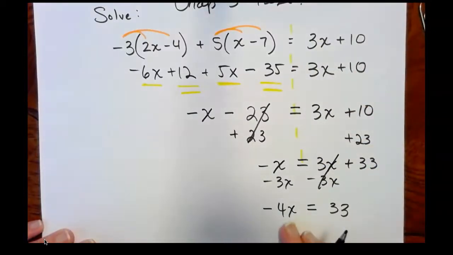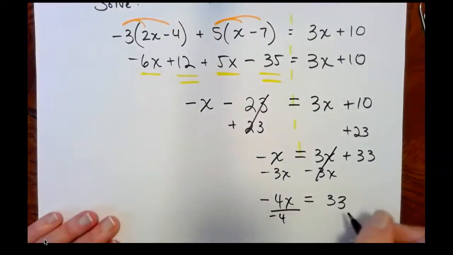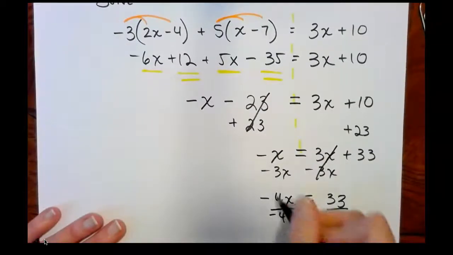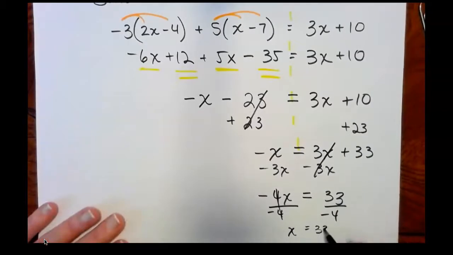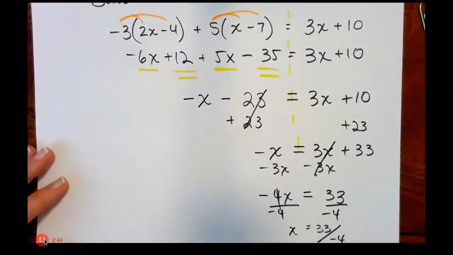And then last thing to get the x all by itself is to divide by a -4, which is going to leave us with x equals 33 over -4, squishing that on the very bottom of the page there. And that fraction is just fine. Leave it just like it is.